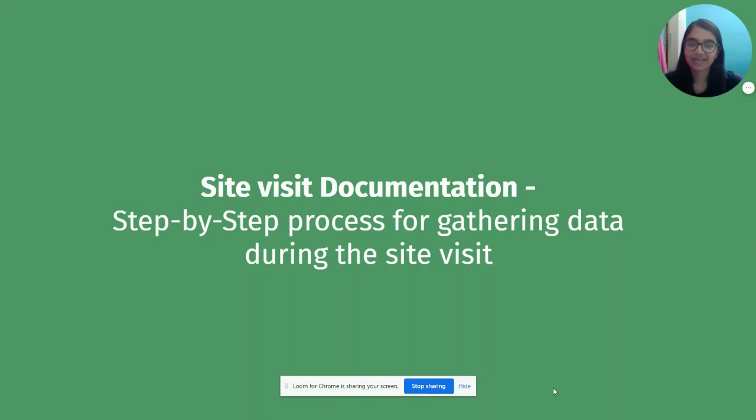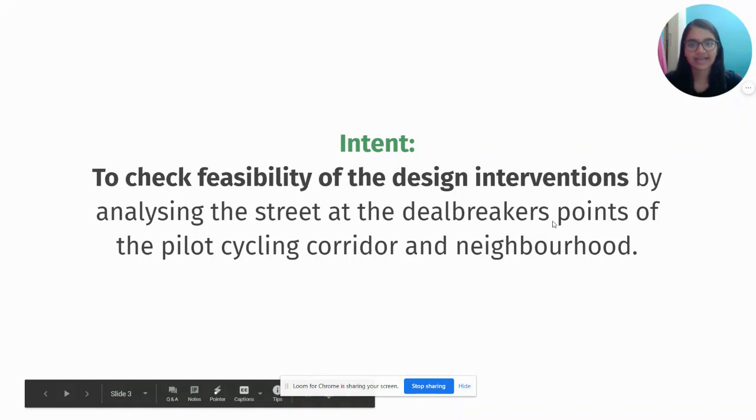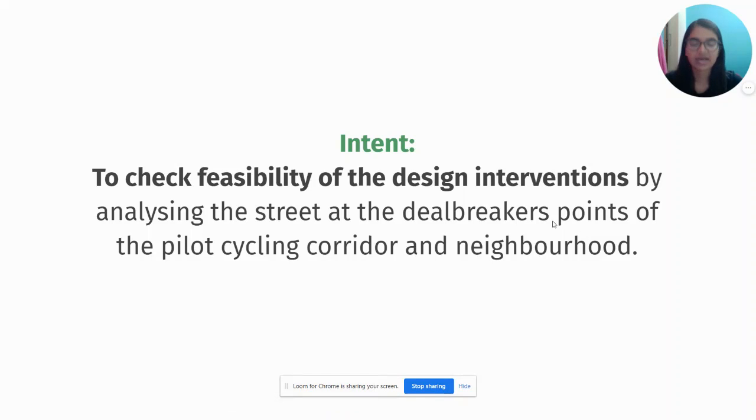Today we will be looking at the importance of analyzing your site as you develop your conceptual designs for the pilot interventions and the step-by-step process for gathering data. A site analysis is used to check the feasibility of the design interventions by analyzing the street at all the deal breaker points of the pilot cycling corridor and the neighborhood.